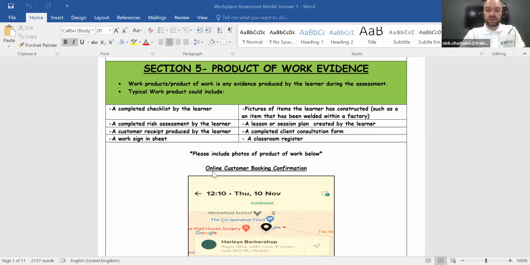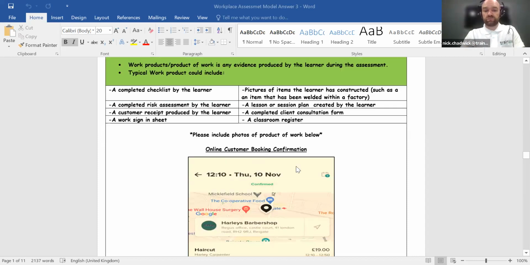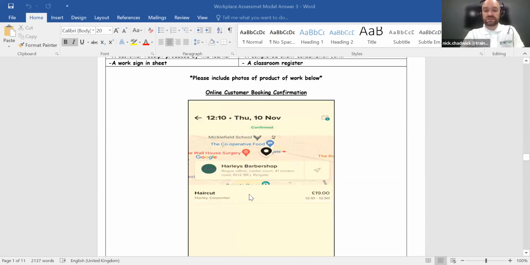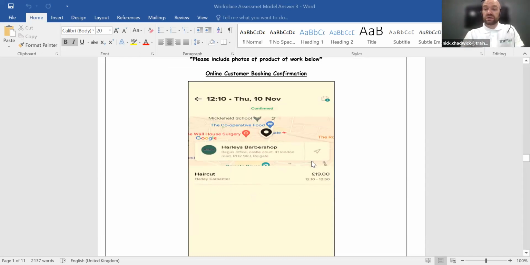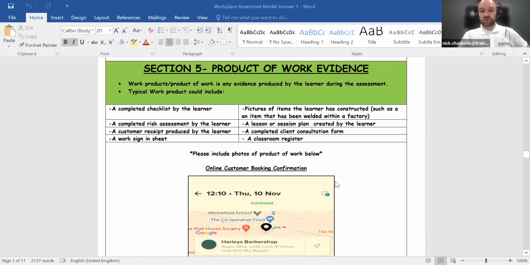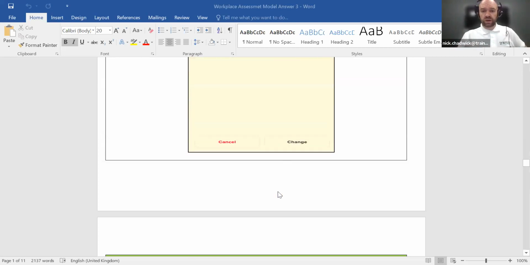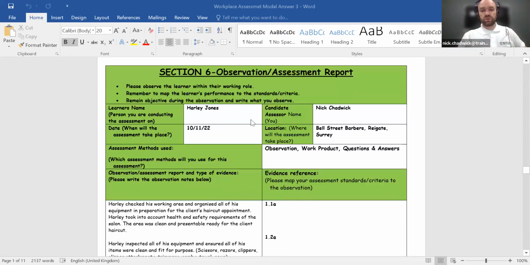So this example is the online customer booking confirmation here. So as we can see, this is very much a receipt which is given to the learner. So it's a confirmation that the haircut has been booked in. So Harley will use this as part of his day-to-day role, and that's a key example there of a product of work. So think about these examples here, and you can include a photo of a product of work within this section as well.